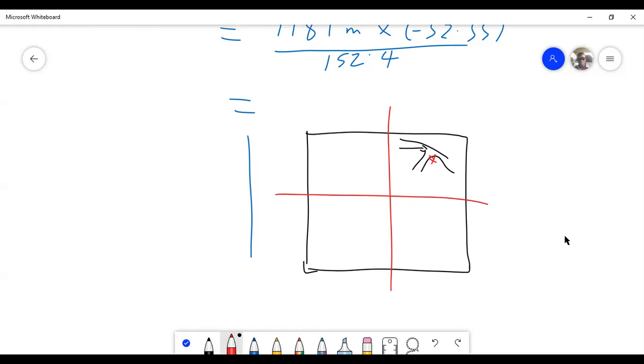Now, let's go over it again. In photogrammetry, left to right represents the direction of flight. So this is the direction of flight, and it's also the x-axis.